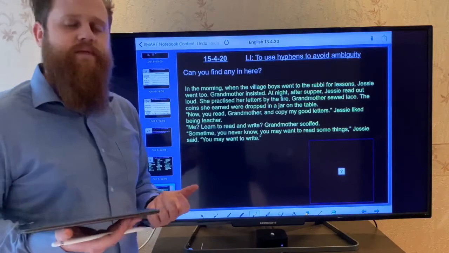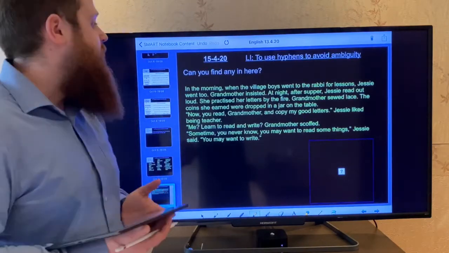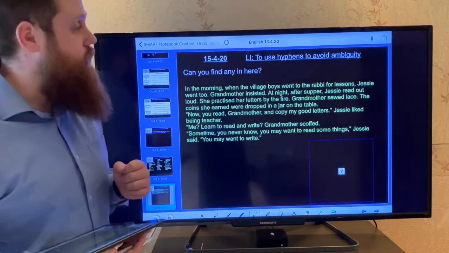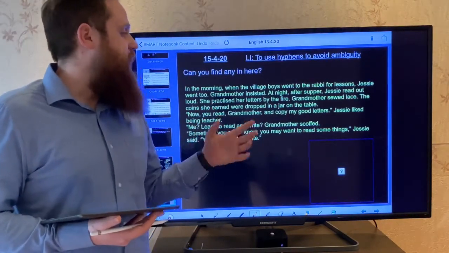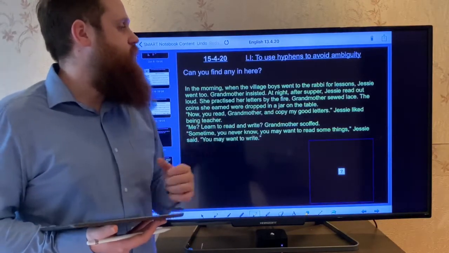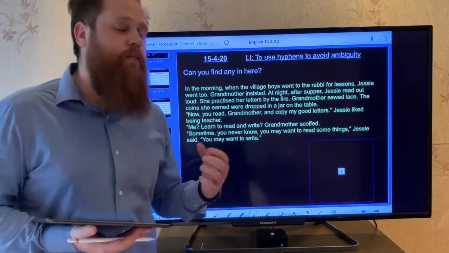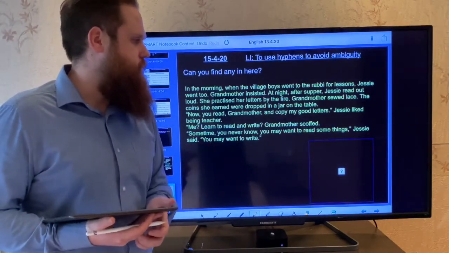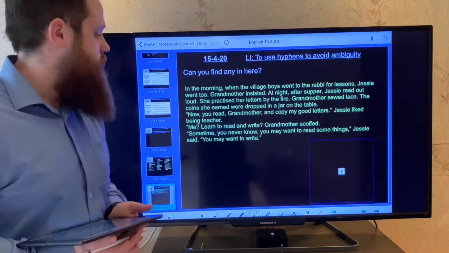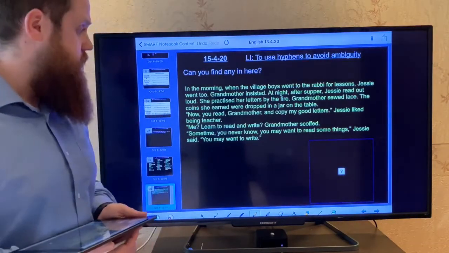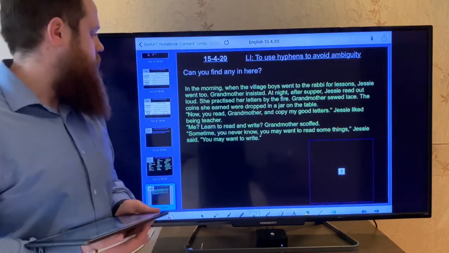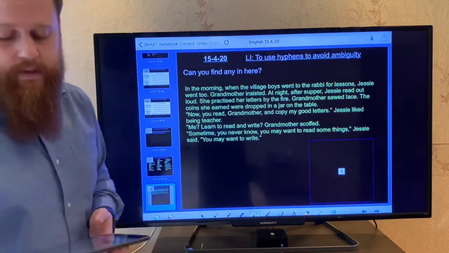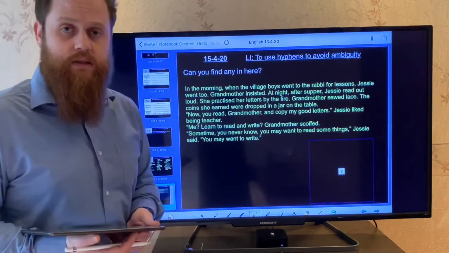In the morning, when the village boys went to the rabbi for lessons, Jessie went too. Grandmother insisted. At night, after supper, Jessie read out loud. She practiced her letters by the fire. Grandmother sewed lace. The coins she earned were dropped into a jar on the table. "Now, you read, Grandmother, and copy my good letters." Jessie liked being a teacher. "Me? Learn to read and write?" Grandma scoffed. "Sometime. You never know. You may want to read some things," said Jessie. "You may want to write."